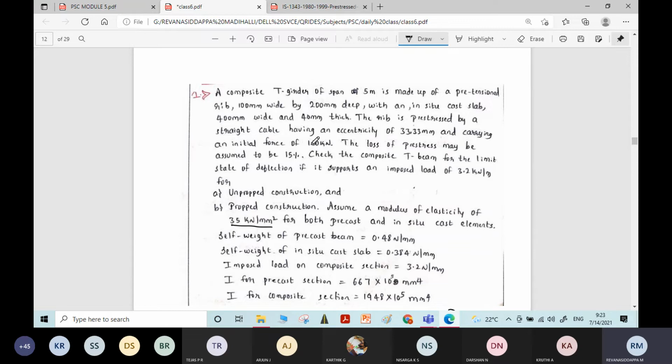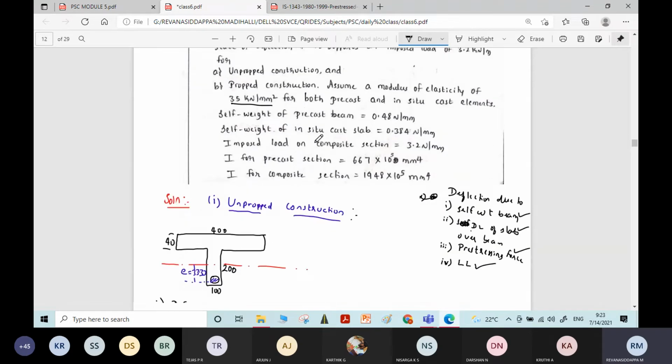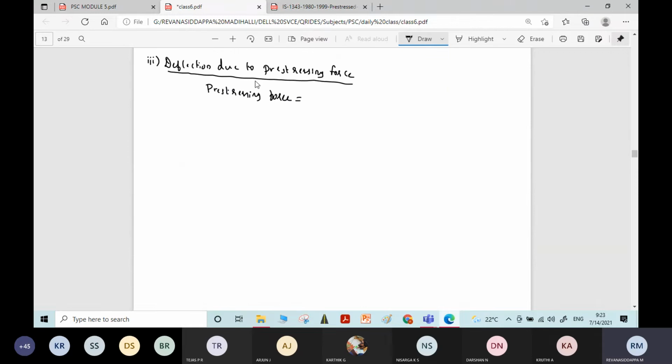150 kilonewton is given. The initial pre-stressing force is 150 kilonewton, and it is said that there is a 15% loss in this pre-stressing force. So the actual given is 150 kilonewton. The effective pre-stressing force after 15% losses will be equal to how much? 15% loss means only 85% of the 150 kilonewtons, that is 0.85 into 150.